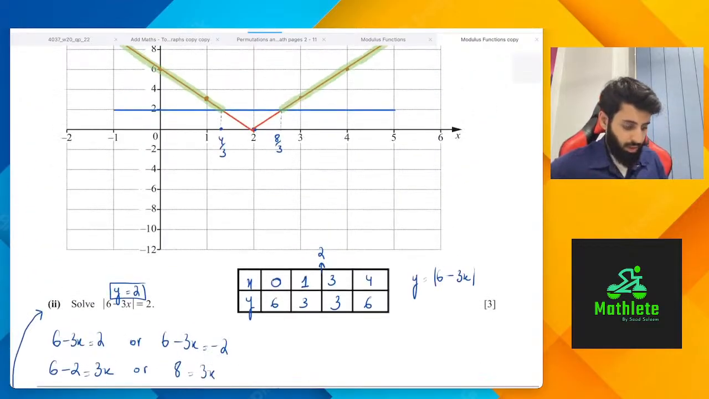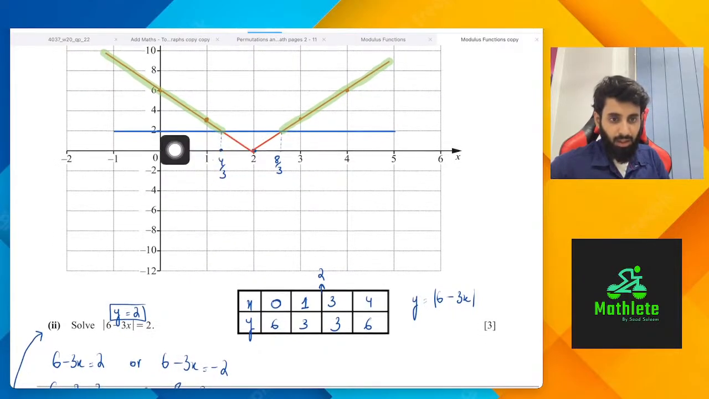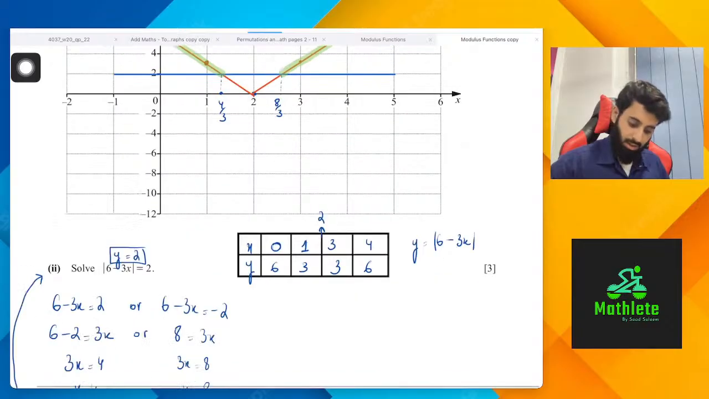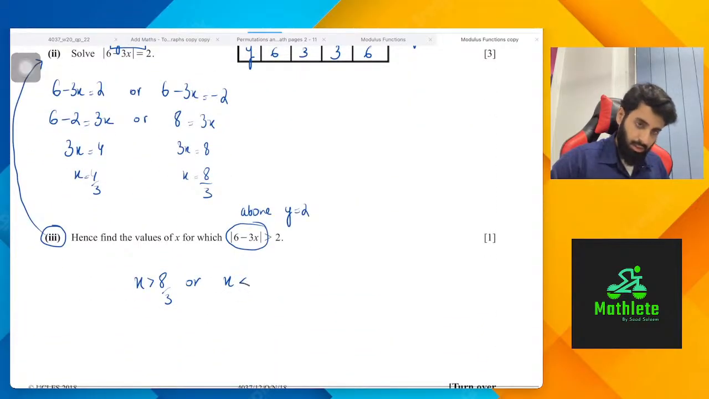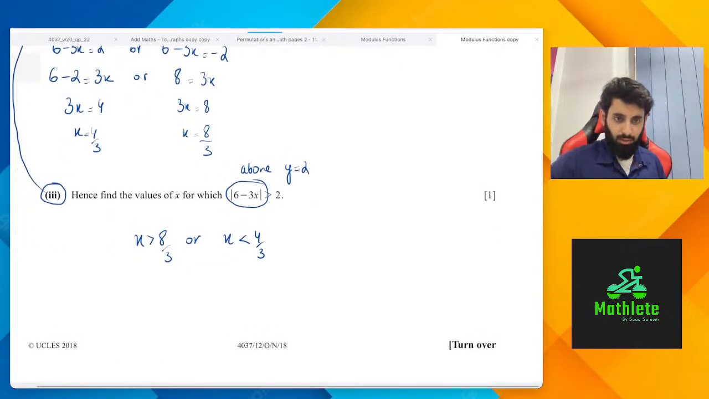What about the other one? What about this one, boys and girls? For this, it's going to be less than, because it's on the left side. So x is less than 4 upon 3. Don't just end up memorizing the rules. Always look at your graph and then answer.